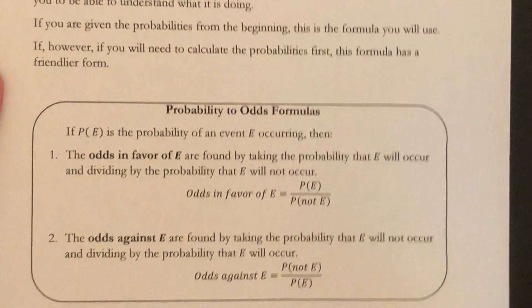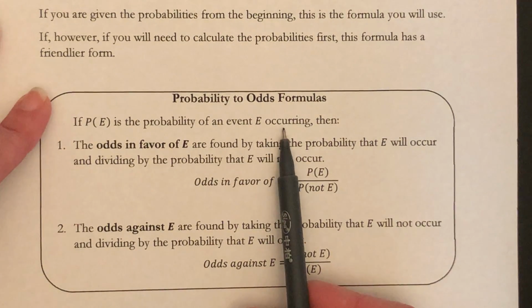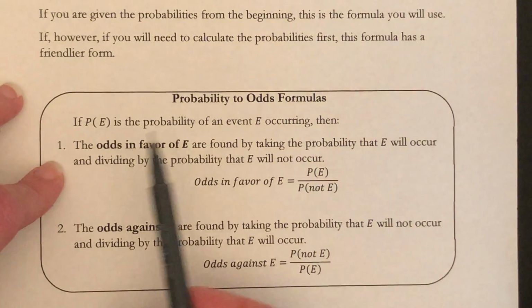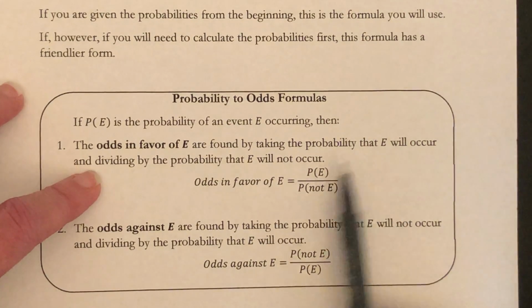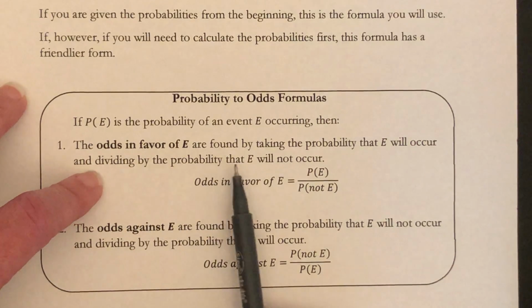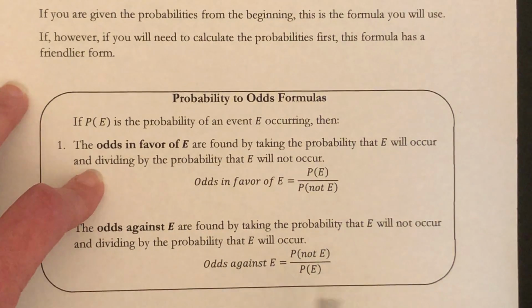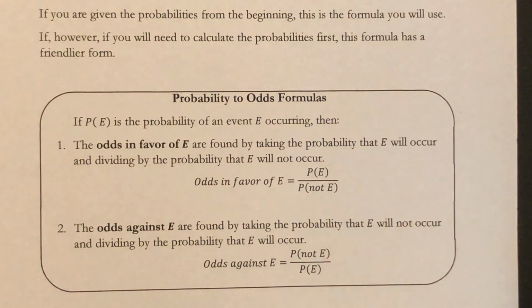So, if the probability of E is the probability that an event E is occurring, then the odds in favor of E are found by taking the probability that E will occur, so probability of E, and we put that over the probability that E will not occur. Okay, so the probability it does occur over the probability it does not. Okay, that's odds in favor. Now the odds against, you flip the fraction. So it's going to be the probability that it doesn't happen over the probability that it does.